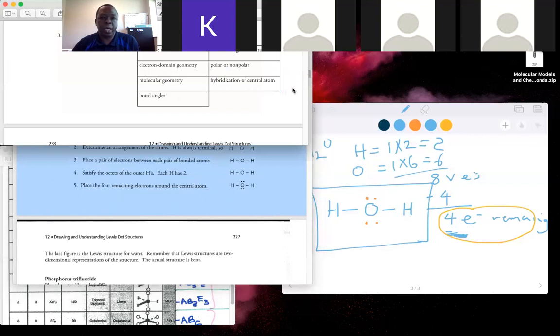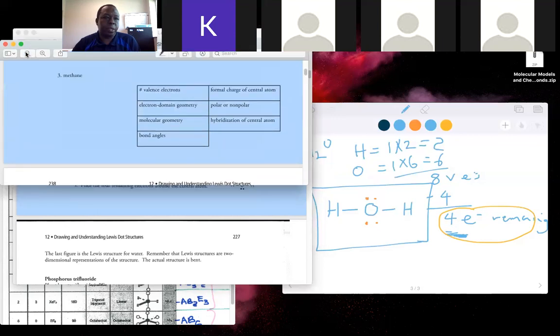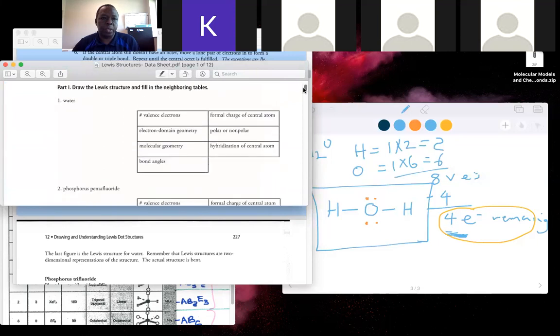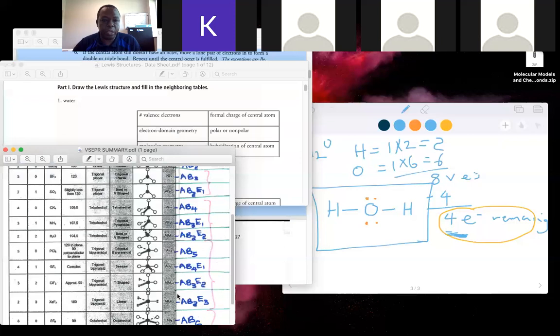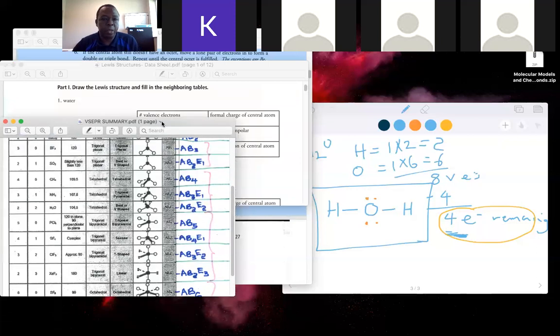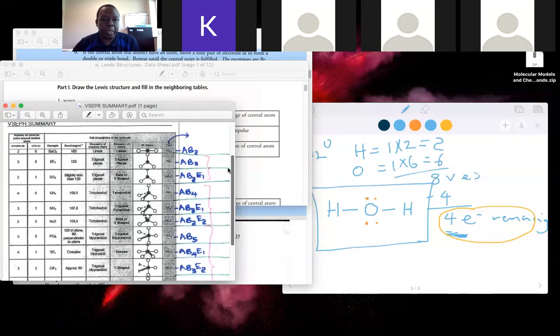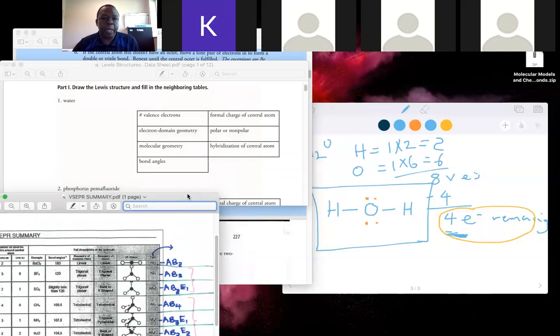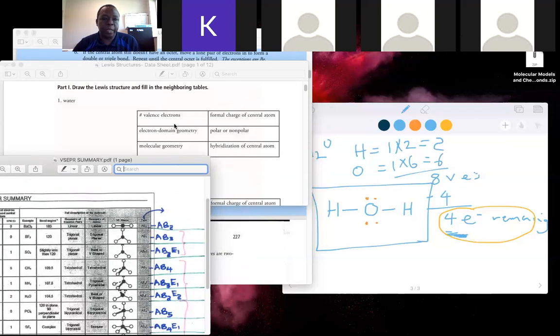On the structure here, let's go back to H2O. You see the water, you need to fill in right here, and here, and here. How are you going to fill in this table? There is a handout which I'll send you. This handout will help you in completing the remaining portion of the data sheet.